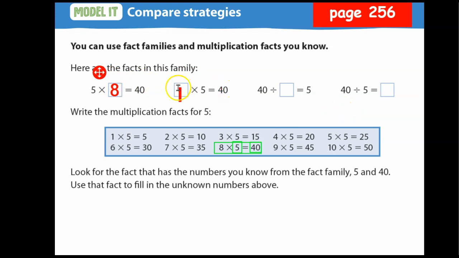5 times 8 is 40. 8 times 5 is 40. 40 divided by 8 is 5. And 40 divided by 5 is 8.